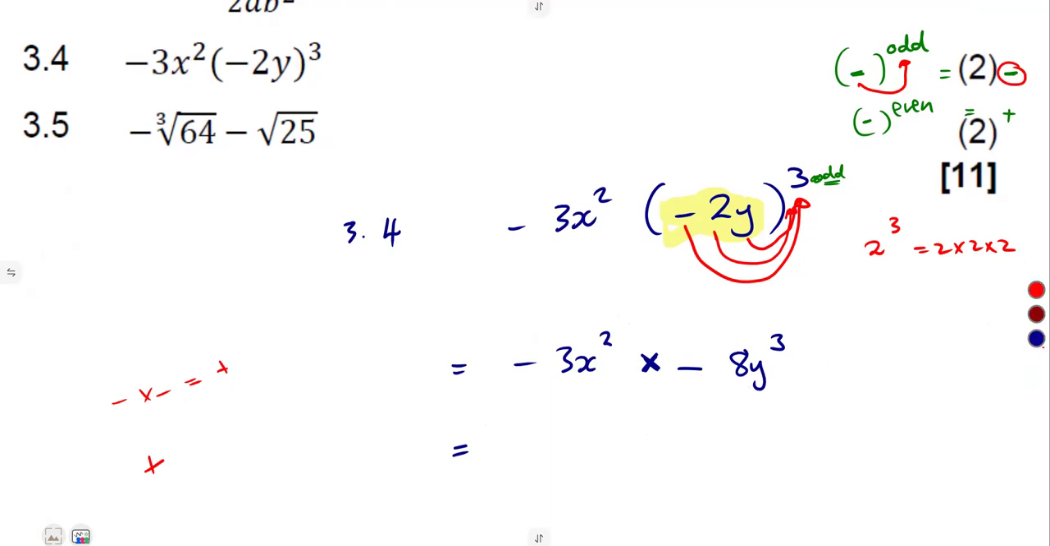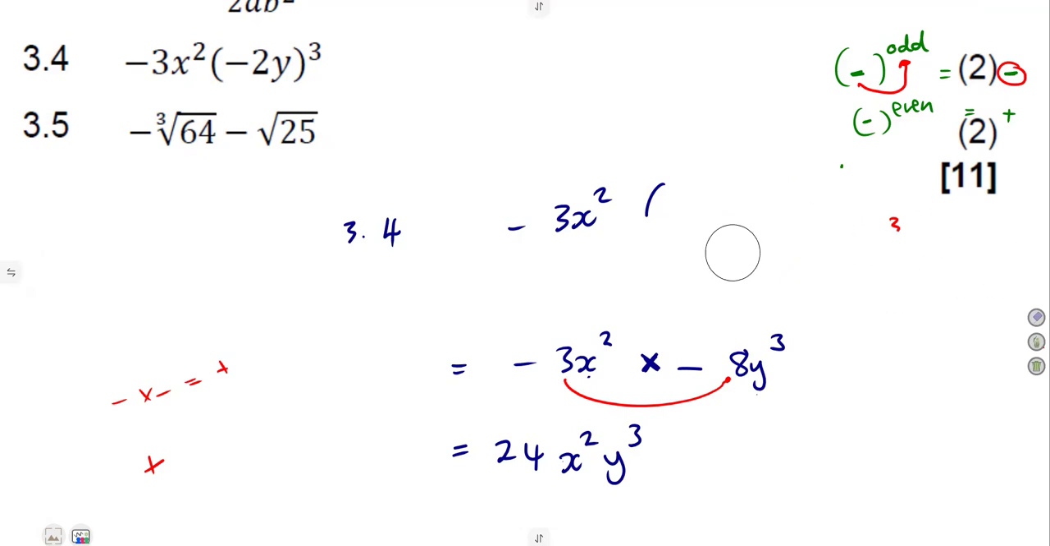Then we multiply the numbers. 3 times 8. That is going to give us what? 24. X squared times y cubed is x squared y cubed. Those two will just remain as they are. So this is it. You have to consider the signs there. Negative times negative is what? Is a positive. So that's it for 2 marks. Just have to apply that.